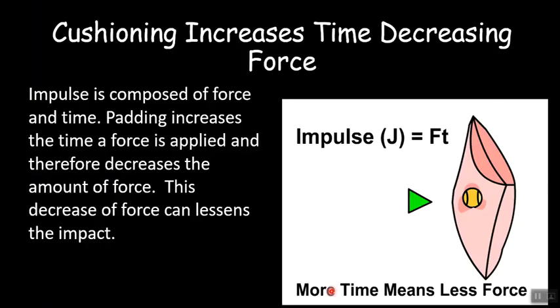So this brings us to the concept of cushioning. Any form of cushioning gives us more time and less force. Impulse is composed of force and time. Padding increases the time over which a force is applied and therefore decreases the amount of force. This decreases the force and can lessen the impact of that force.